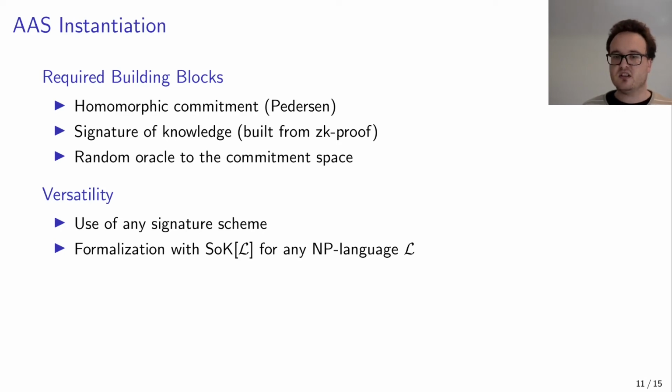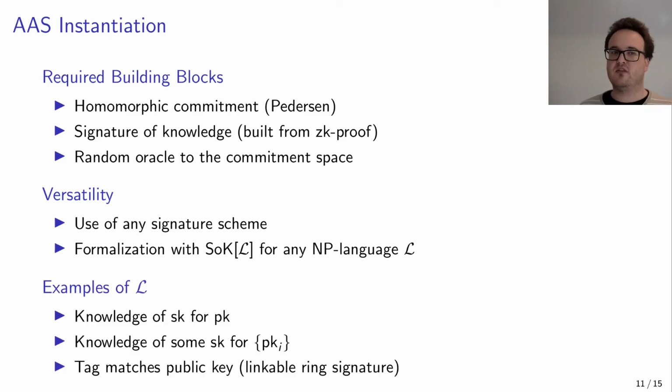It is quite versatile, so the way we describe it is that you can use whatever signature scheme you want, and we formalized it for a generic signature of knowledge for some NP language. One example is that you can do a standard Schnorr style signature of knowledge, which is knowledge of a secret key to a public key. If you want anonymity, you can do a ring signature, so you know one secret key in a set of public keys, or you can do even a linkable ring signature, which is the thing we do.